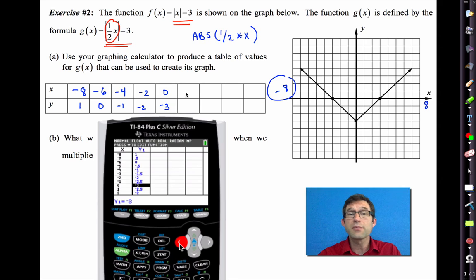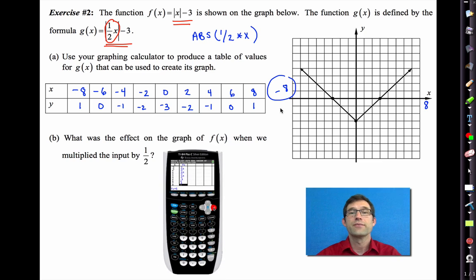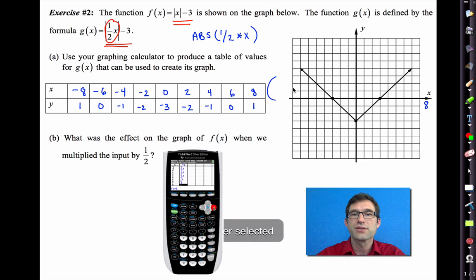And then we start getting symmetry, the kind of symmetry we saw with parabolas, but now it's with absolute values. At 2, I'm at negative 2. At 4, I'm at negative 1. At 6, I'm at 0. And at 8, I'm at 1. And now I want to graph it, right? So I'm going to go out to negative 8 and then go up 1. Actually, let me erase this obnoxiousness here. So I'm going to go out to negative 8 and go up 1.